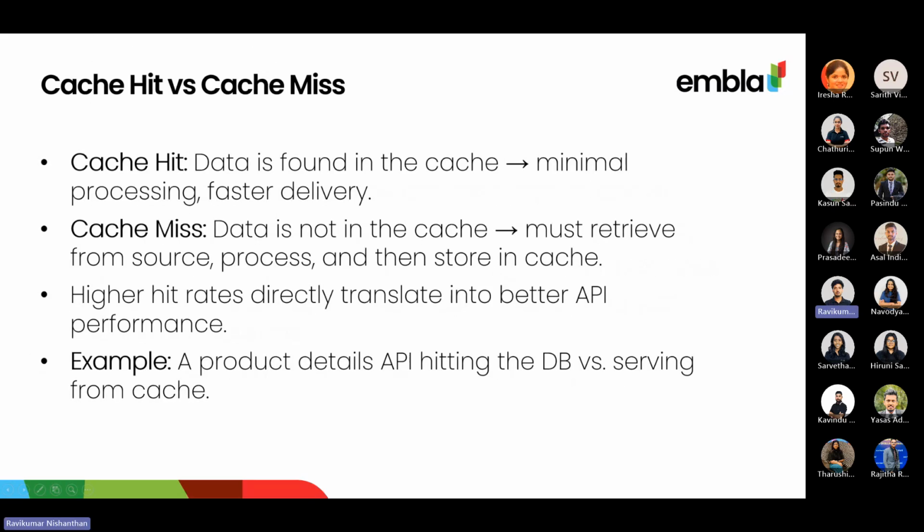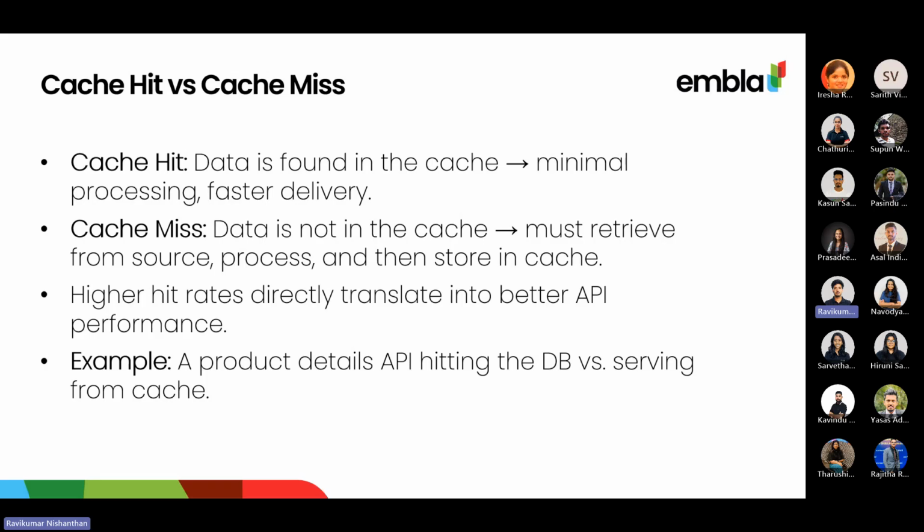Let's talk about two important terms you will hear when discussing caching. That is cache hit and cache miss. So a cache hit happens when the data you need is already stored in the cache. This means the system can skip the heavy work of fetching or calculating the data again and just deliver it immediately. This actually leads to much faster responses.